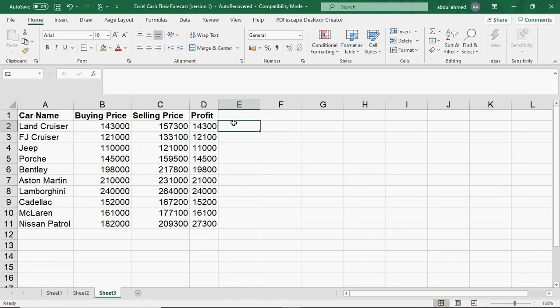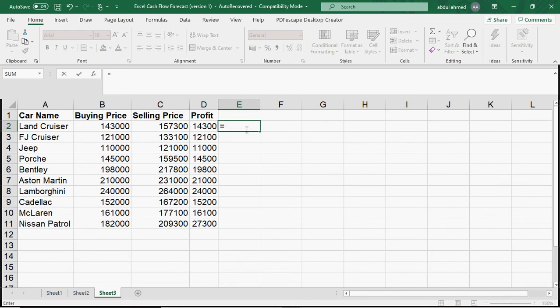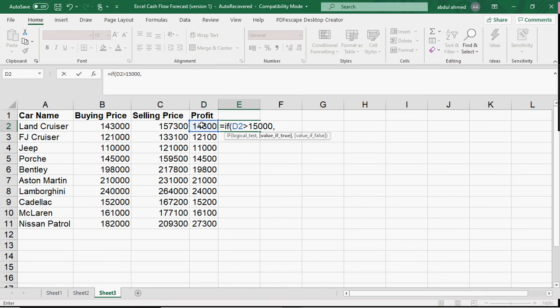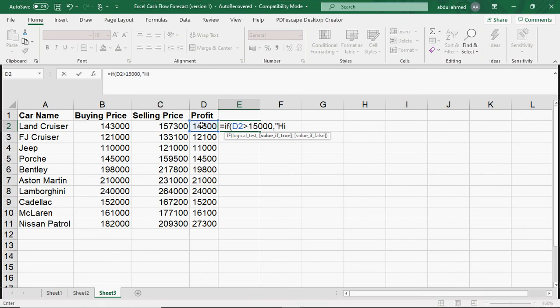I want to find out if I made a high or low profit. Now here is where I need you to pay attention. Everything in Excel starts with an equals, but I'm going to ask a question. Equals, and I'm going to check if, open my bracket. Logical test means what am I testing for? I'm testing if that value is greater than 15,000, I'll say. If it's greater than 15,000, then what should happen? That means I am making a high profit.